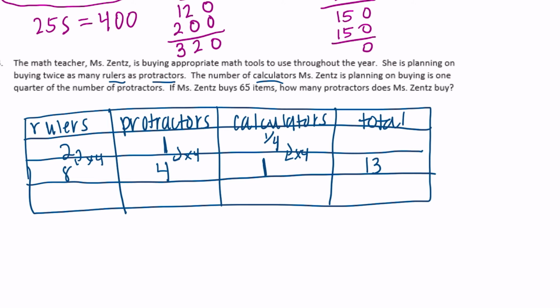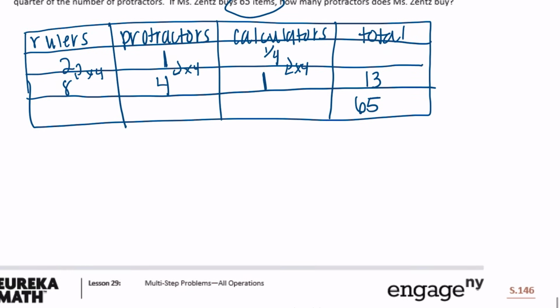And we know that the entire thing is 65 items. So let's figure out what part of 13, if we take 65 and break it into groups of 13, how much is in each group? So 13 can't go into 6, it can go into 65, so let's try something. Let's try 13 times 5. 3 times 5 is 15, carry the 1, 5 times 1 is 5, got it on the first shot. So it is 5, so each one is 5.